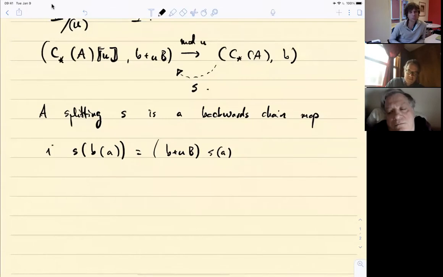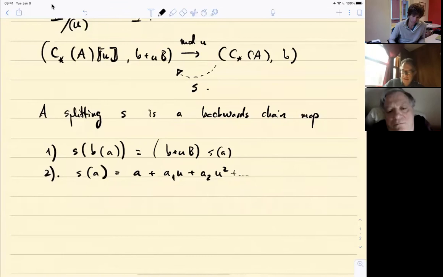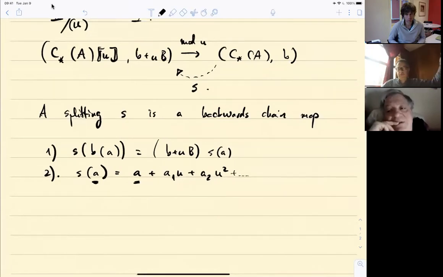That's the first condition. The second condition is that it must be a splitting. In other words, S of a must look like a plus a1 u plus a2 u squared plus and so on. In other words, mod u, it's an inverse, it's the identity. I'm emphasizing here that this a and this a are the same thing. What the splitting does is associate to a Hochschild chain a sequence of Hochschild chains with higher and higher powers of u, and the zeroth one is the Hochschild chain that you started with. So this is all part of saying that it's a splitting.